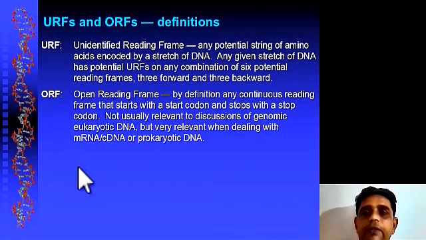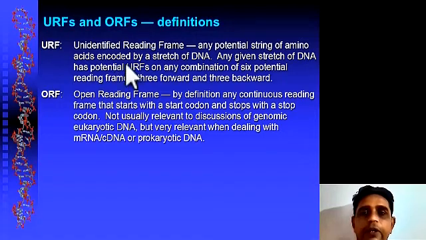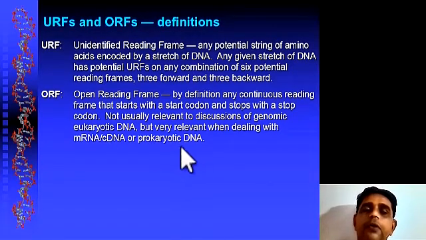So the first thing is what kind of signal sequences are present. Normally you can have two kinds of things. One is known as the URF, unidentified reading frame: any potential string of amino acids encoded by a stretch of DNA. Any stretch of DNA has potential URFs for any combination of six potential reading frames, three forward and three backward. You can also have the ORF, the open reading frame: by definition, any continuous reading frame that starts with a start codon and stops with a stop codon. It is not usually relevant when discussing the genomics of eukaryotic DNA, but very relevant when we are dealing with mRNA, cDNA, or prokaryotic DNA.